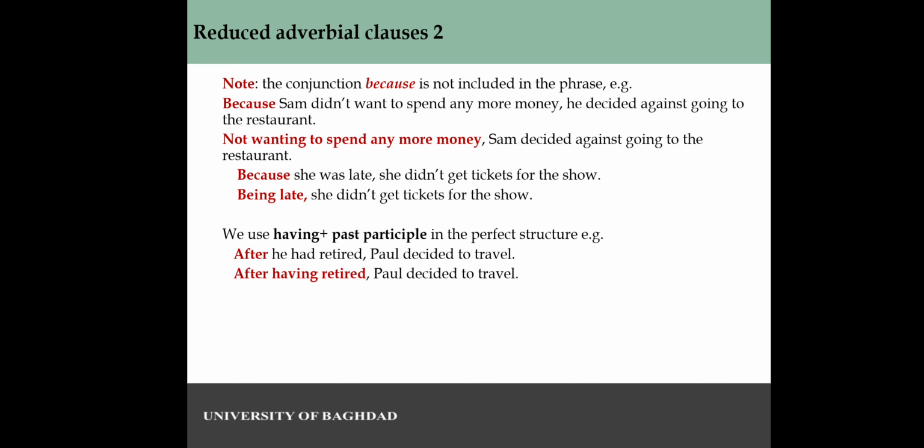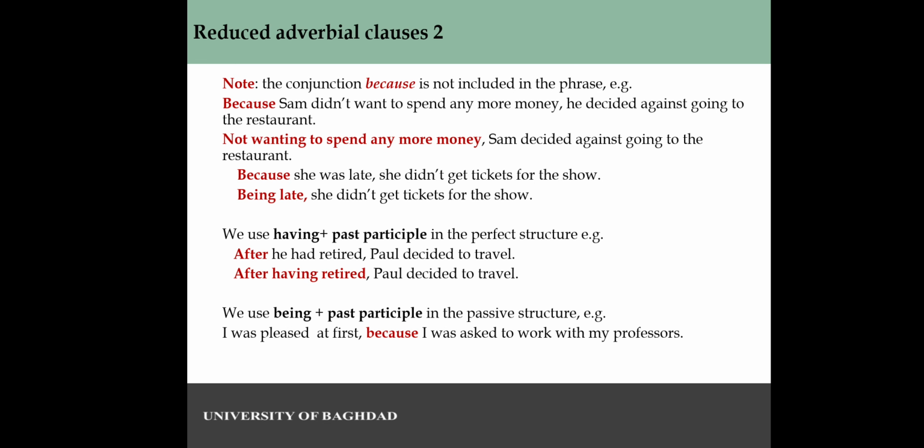So we only deleted the subject he, and we added ing to the auxiliary have. After having retired, Paul decided to travel. Another structure we need to pay attention to is the following. We use being plus past participle in the passive structure, as in the following example.